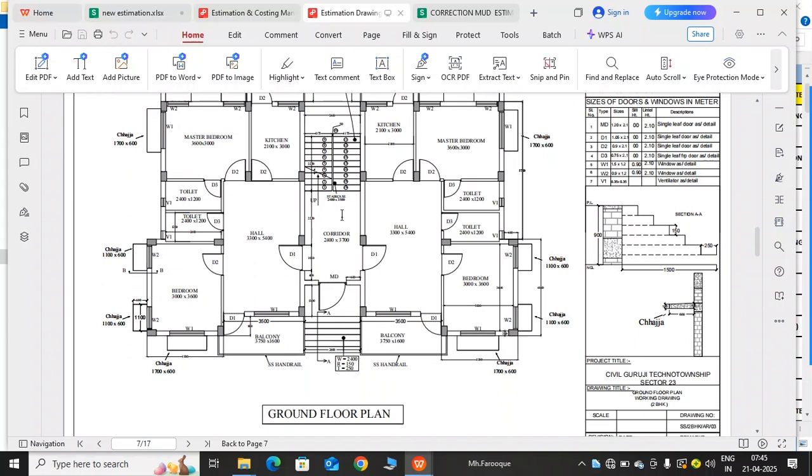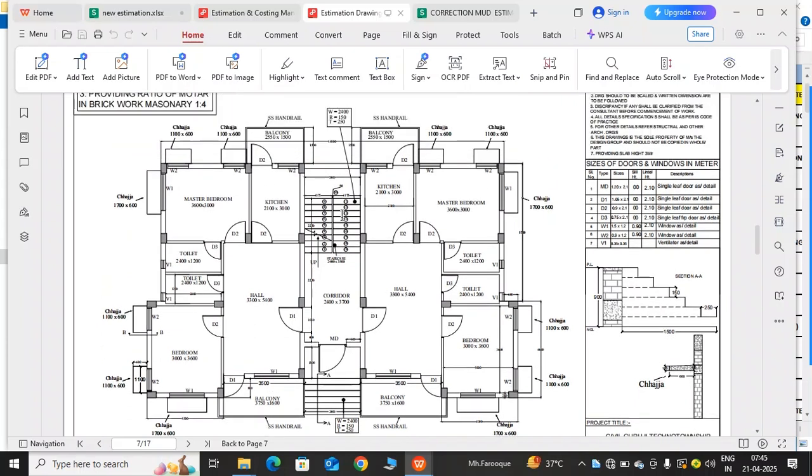Look at this. We need the ground floor plan so that we can understand how many doors, how many windows and how many ventilators are in 200 wall. Look at this. We have W1 and it is in 200 wall. So how many W1 do we have in 200 wall? And how many D2 do we have? How many main doors do we have in 200 wall? Look at this, it is 200 wall.